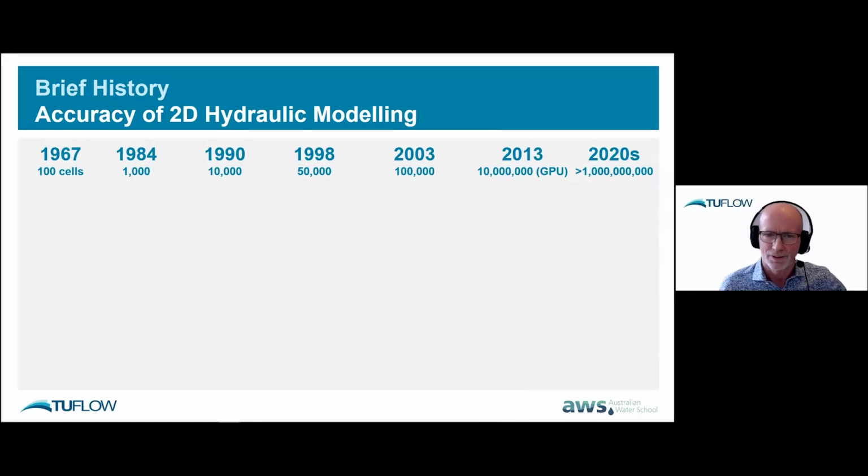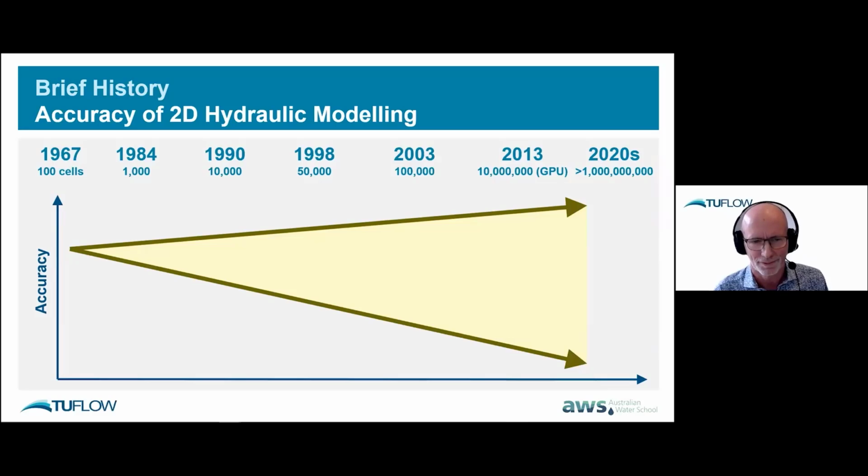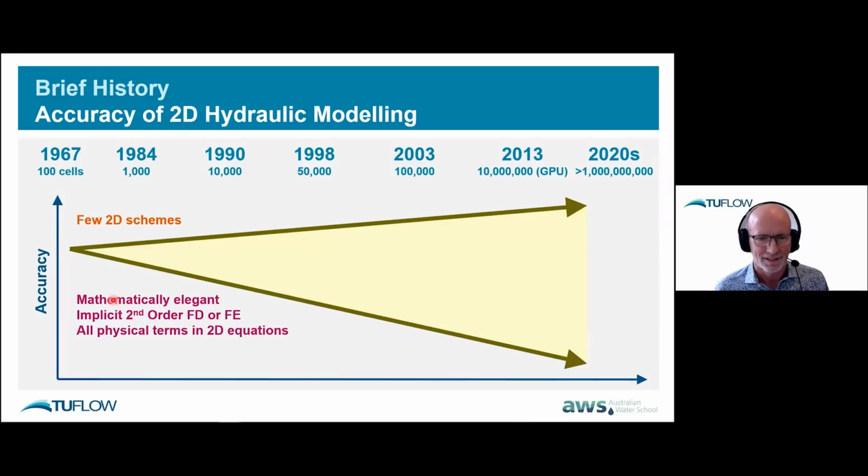But that all sounds really good, but have these models got better? Well, it's interesting to look at this because in my view, having watched this for a long time, in the early days, the accuracy was pretty much right up there. It was done with some pretty elegant mathematics. They were using what we call a second order solution to the finite difference or finite element equations. And they included all the physical terms because it came from a coastal background where you needed to have inertia and turbulence and lots of those fancy things.